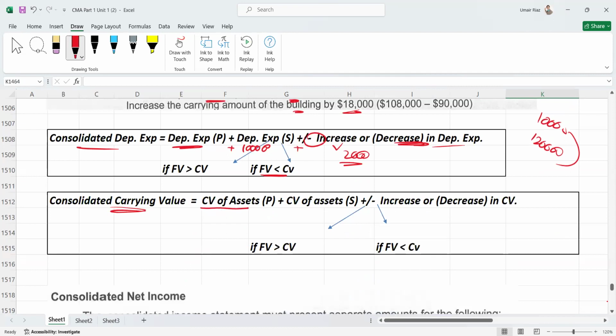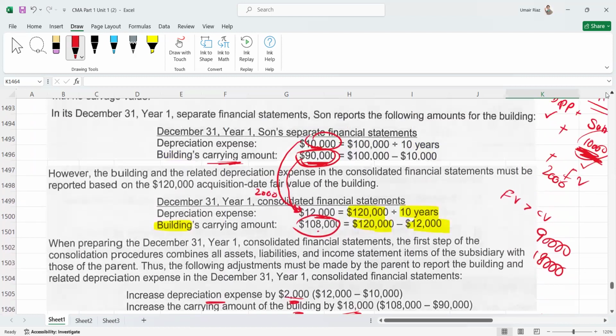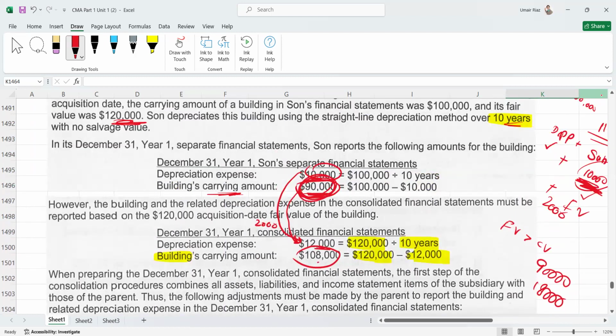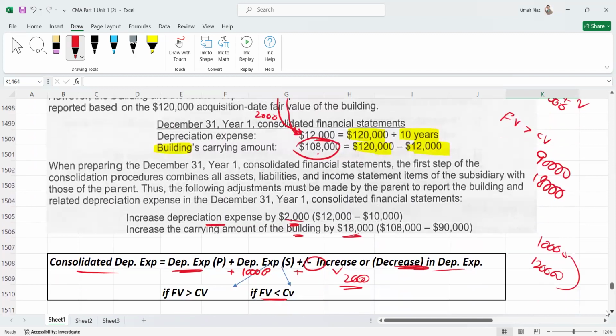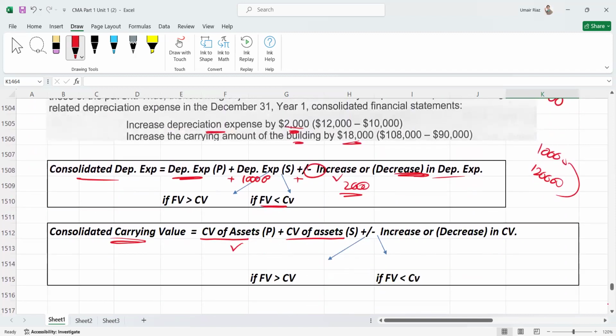Similarly, when you calculate the consolidated carrying amount of the assets, you take the carrying value of the assets of the parent plus the carrying value of the assets of the subsidiary. For example, the carrying value of the subsidiary's asset was, let's assume, 90,000. So we have taken the parent's carrying value plus the subsidiary's carrying value of 90,000, plus or minus. Plus is the increase in carrying value. Carrying value will increase if fair value is greater than carrying value, so then this should be added. Or minus the decrease in carrying value, and carrying value will decrease if fair value is less than carrying value.